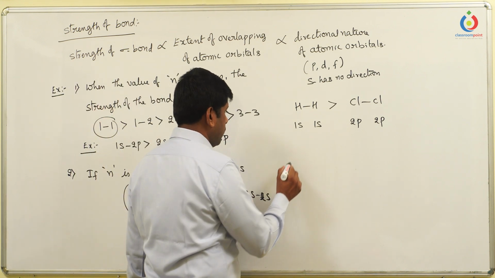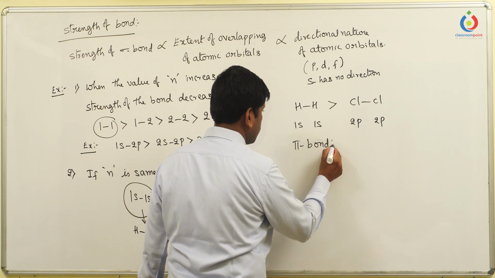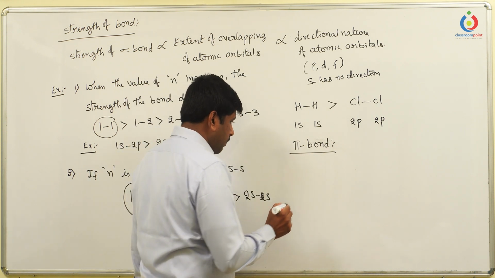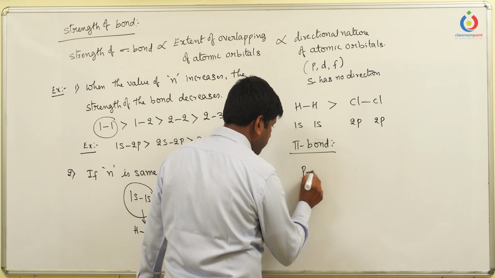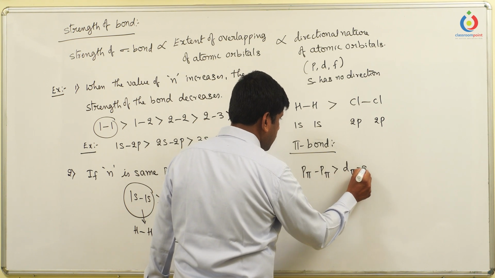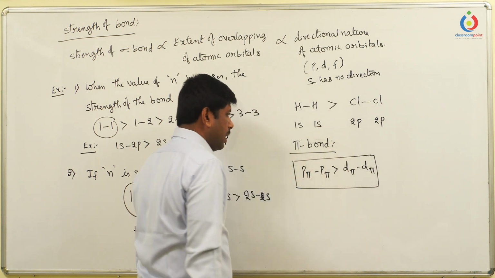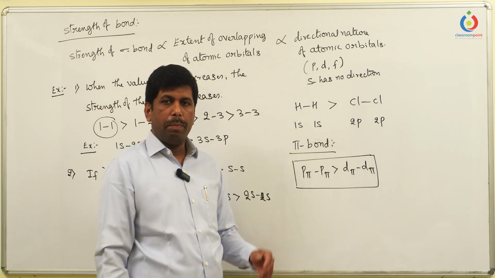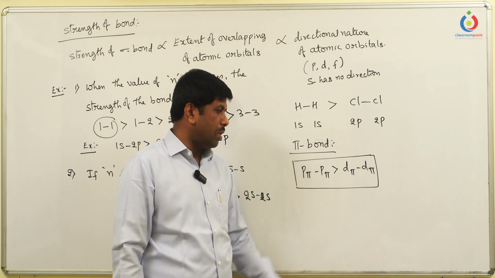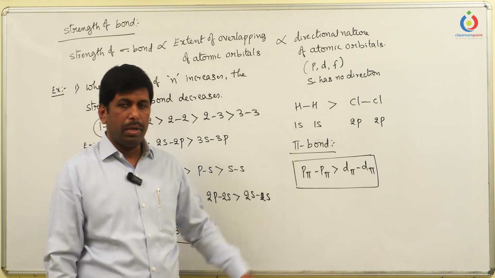When it comes to the pi bond, pi bond formation takes place by p-pi overlap, which is stronger than the d-pi overlap. So when the size of the orbital increases, gradually the pi bond strength decreases, so the p-pi bond is stronger than the d-pi bond.